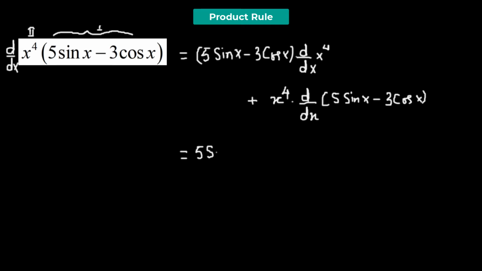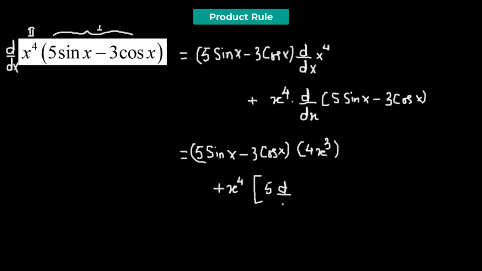So that equals 5 sine x minus 3 cosine of x times the derivative of x raised to the power of 4. That will be 4x raised to 4 minus 1, so 4x cubed, plus x raised to the power of 4 times the derivative of 5 sine x, which is simply 5 times the derivative of sine x, minus 3 times the derivative of cosine of x. So 5 and 3 being constants, we have pulled them out of the derivative.